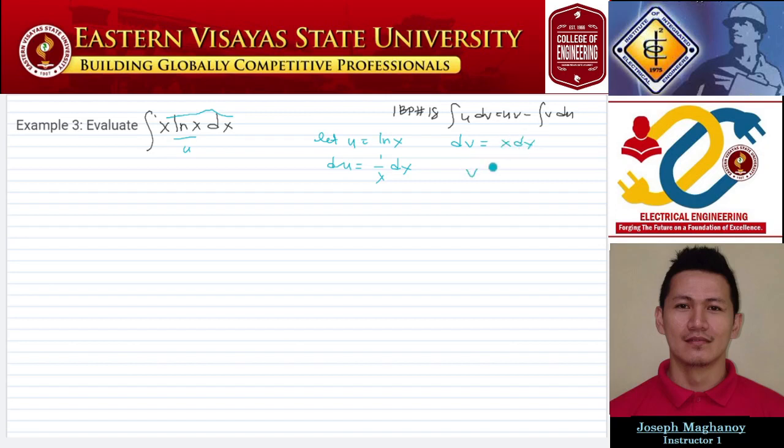If you're going to integrate, apply the power formula, that would be 1/2 x squared plus c. Now we follow our formula. We rewrite according to our formula. So what is our u? ln x. What is our v? 1/2 x squared plus c, minus integral of what is your v? 1/2 x squared. What is your du? That is 1/x dx. Okay, so we simplify.